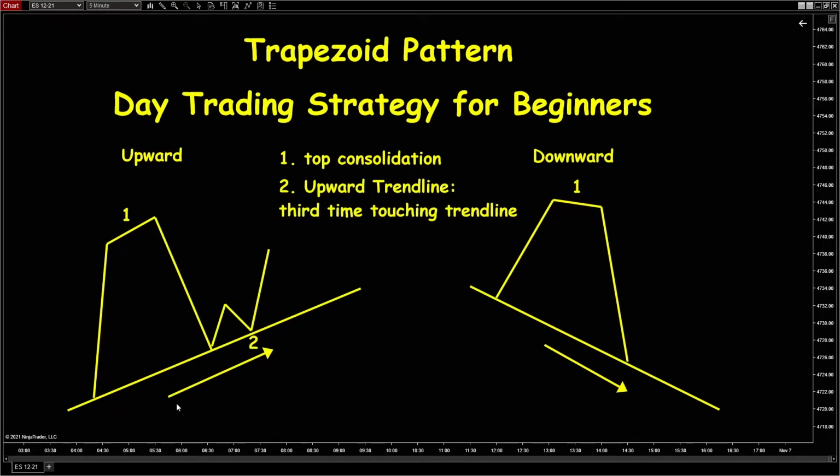Second, for the upward trapezoid, when the market goes down and then you connect these two lows, there's a trend line at the bottom, and then the market bounces back upward, and then it goes back again for the third time to touch this same trend line. Then go long immediately after you see a very good signal bar, a bull bar. You should scalp for the profit.